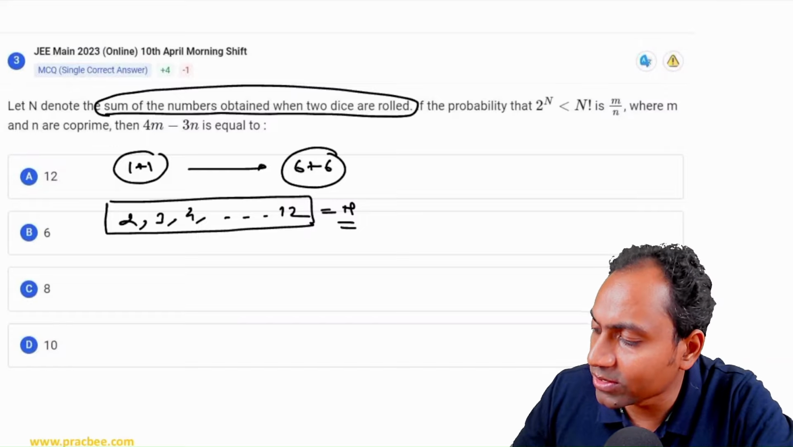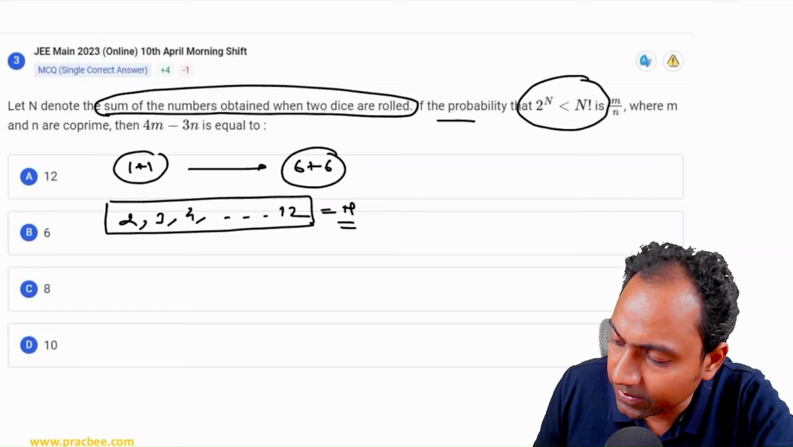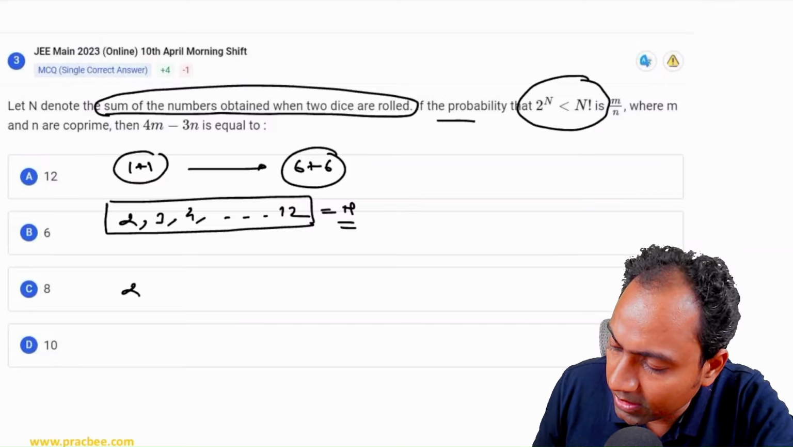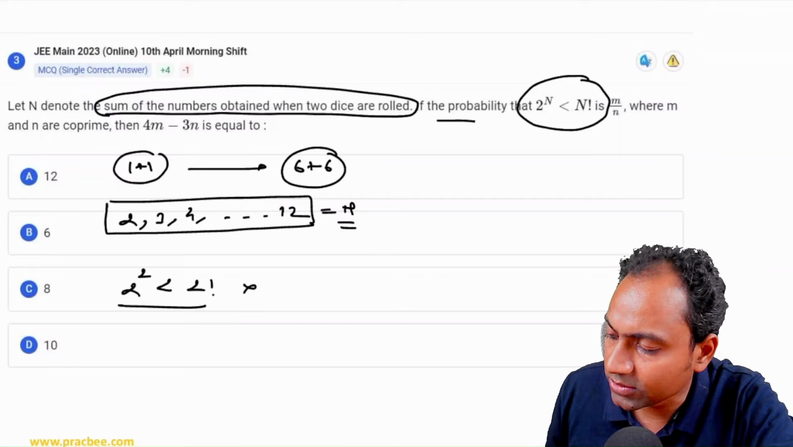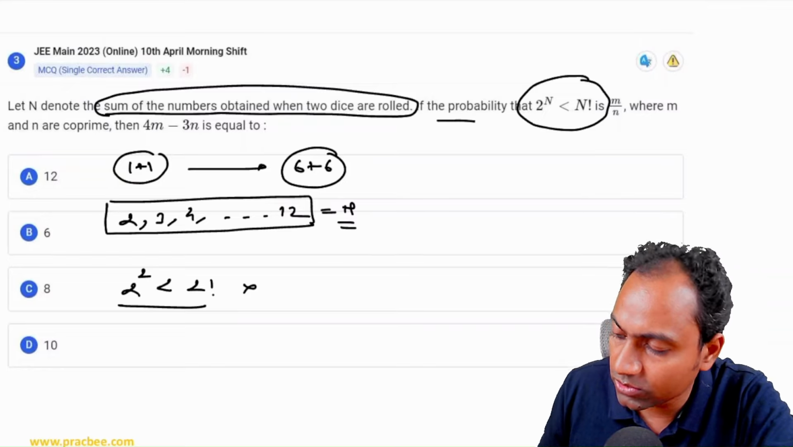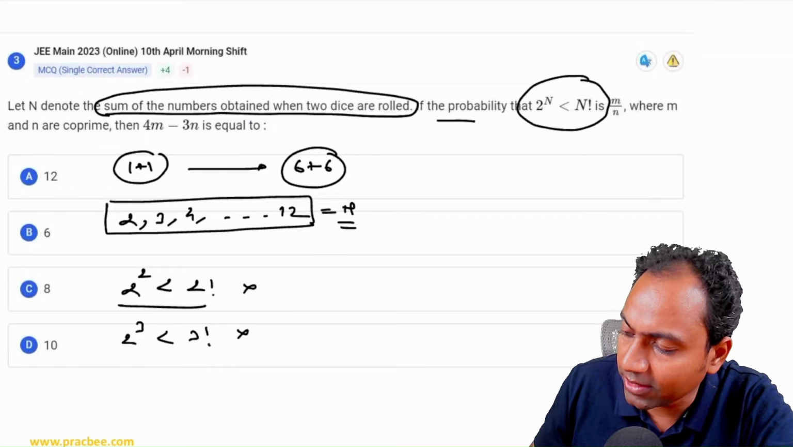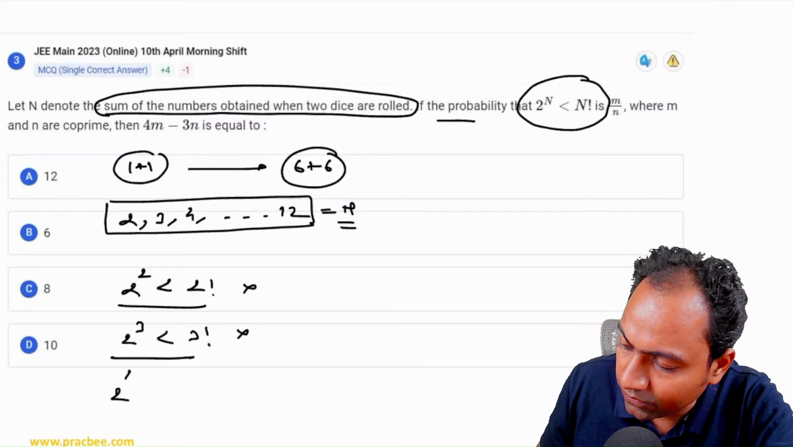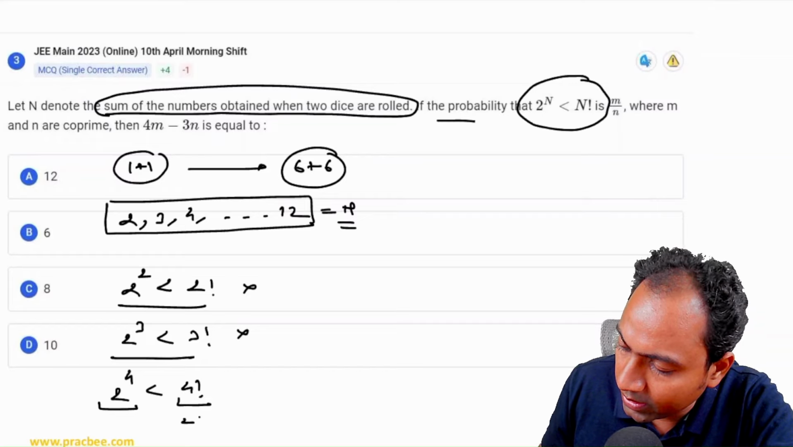What they're saying is, what is the probability that this inequality is satisfied? Now let us take a few values and see what is happening. If I put 2 here, it becomes 2 square, and 2 square is smaller than 2 factorial. This is not getting satisfied because the left hand side is 4, the right hand side is 2. If I write 2 cube, it is 8. This is smaller than 3 factorial, again not getting satisfied. But if I start from 4, you can see it is 16, and 4 factorial will become 24, and this is getting satisfied from this point onwards.